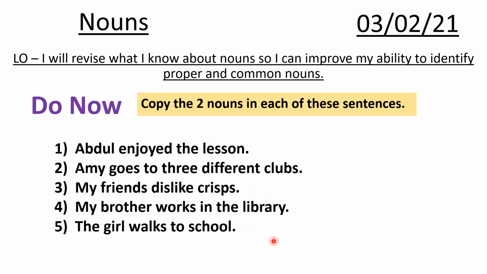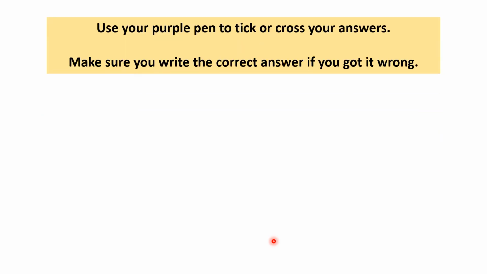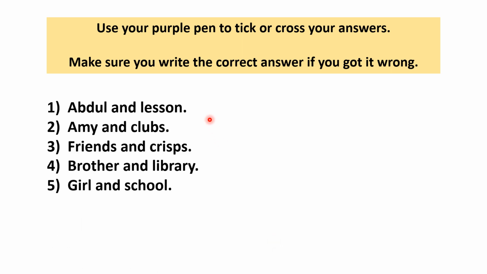Okay, that means you are done and we can make our purple pen corrections. Give it a tick if you got it right. If you got it wrong, that's okay. Just make sure you write the correct answer in your purple pen. So here are the nouns. Like I mentioned, we have Abdul and lesson, Amy and clubs, friends and crisps, brother and library, girl and school. Pause the video and make any corrections that you need to, please.